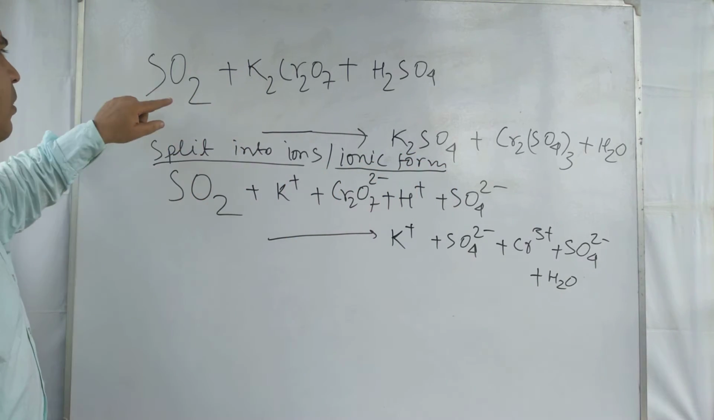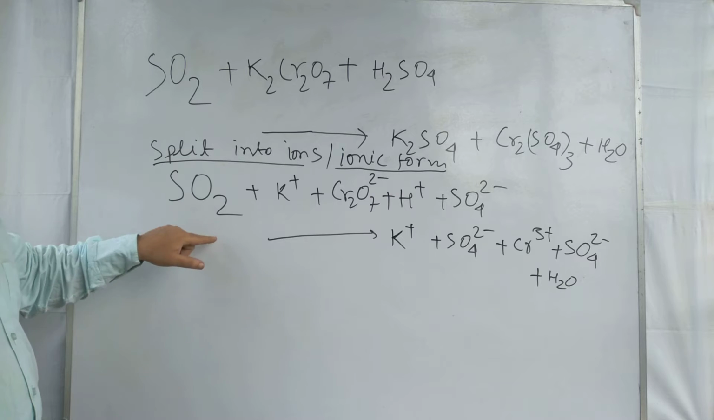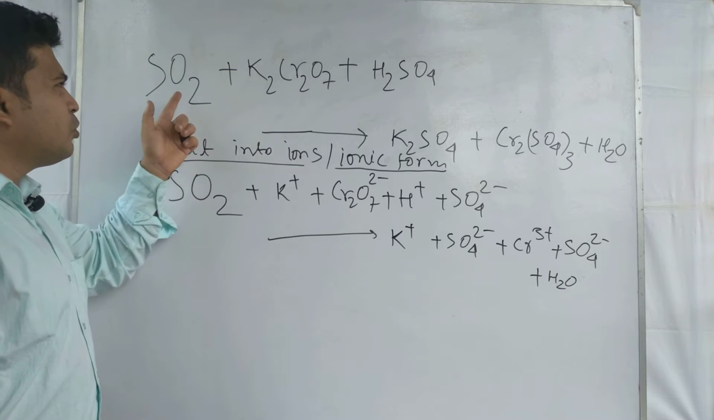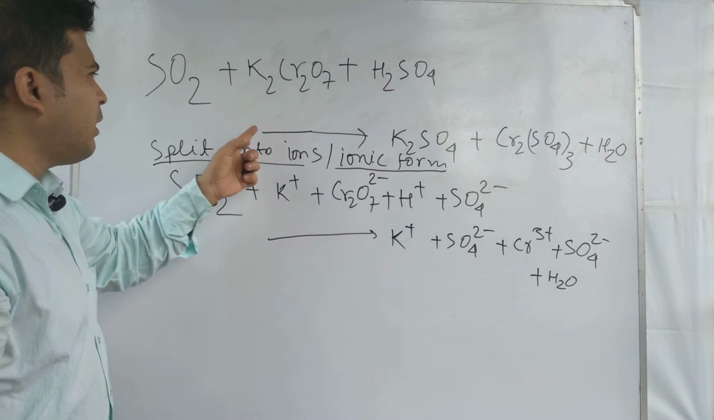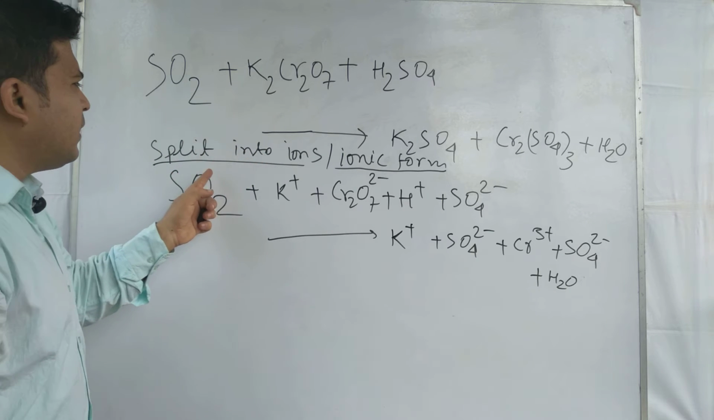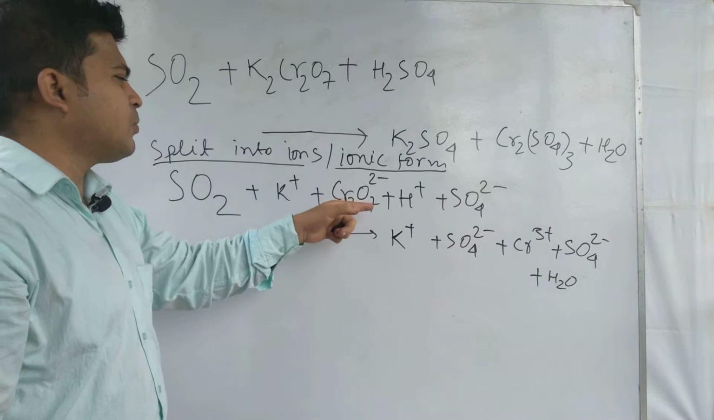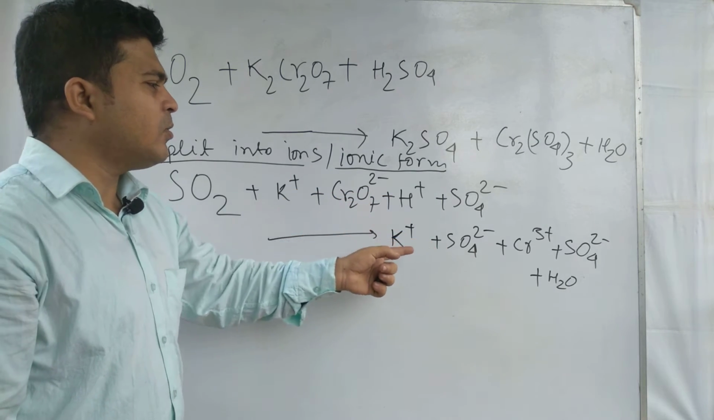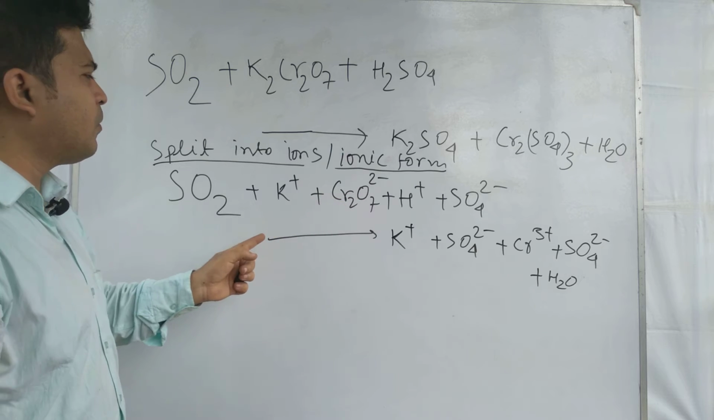So we represent this full equation in ionic form. This is the first step for any kind of balancing in a redox process: you have to split all the compounds involved on both sides of the reaction into their ionic forms. So all components present on the reactant and product sides are split into ions.